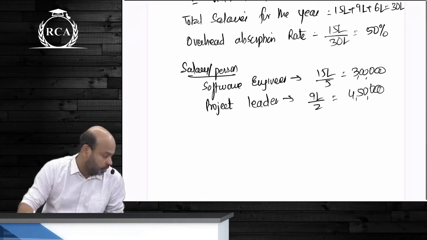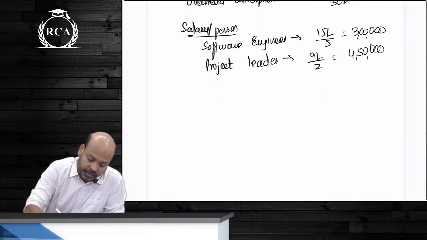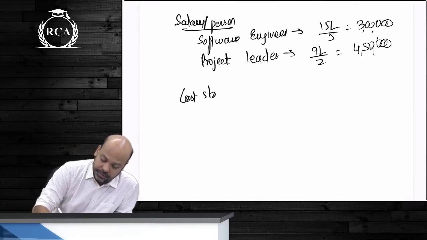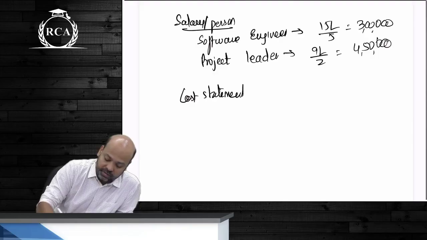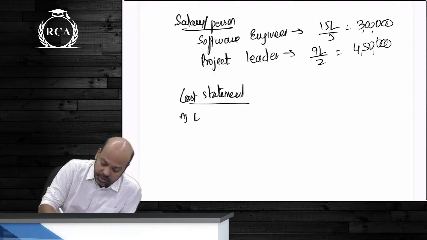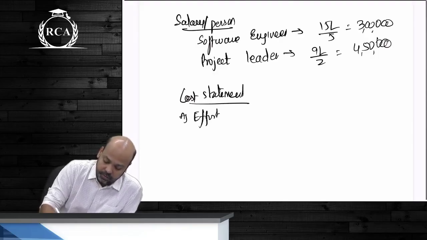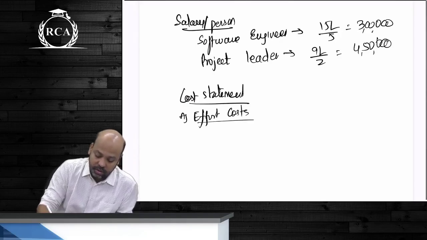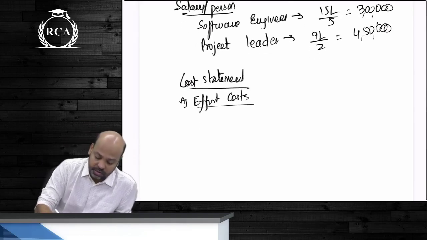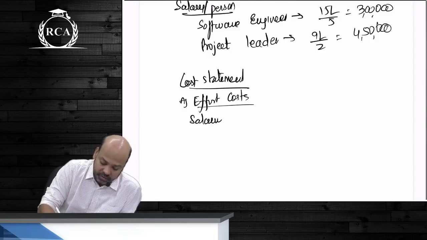Are we all clear about this guys? Now cost statement beta. Let's write salaries guys or effort cost, whatever you want to write. नहीं वो लोग खुद नहीं लिखते बेटा. In theory they've mentioned that it is effort cost, but then they do not write it. Salaries guys, क्या क्या है?